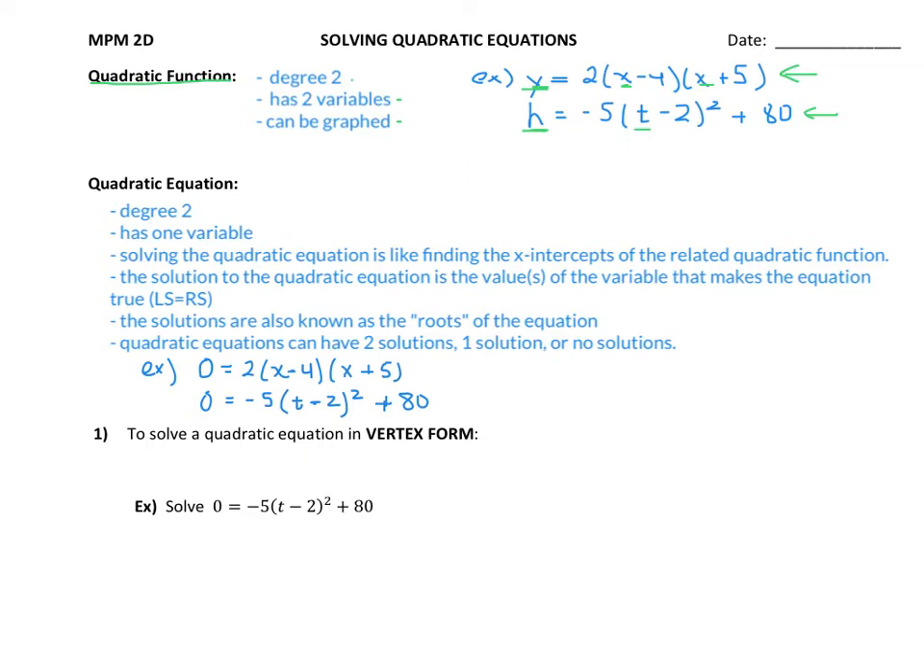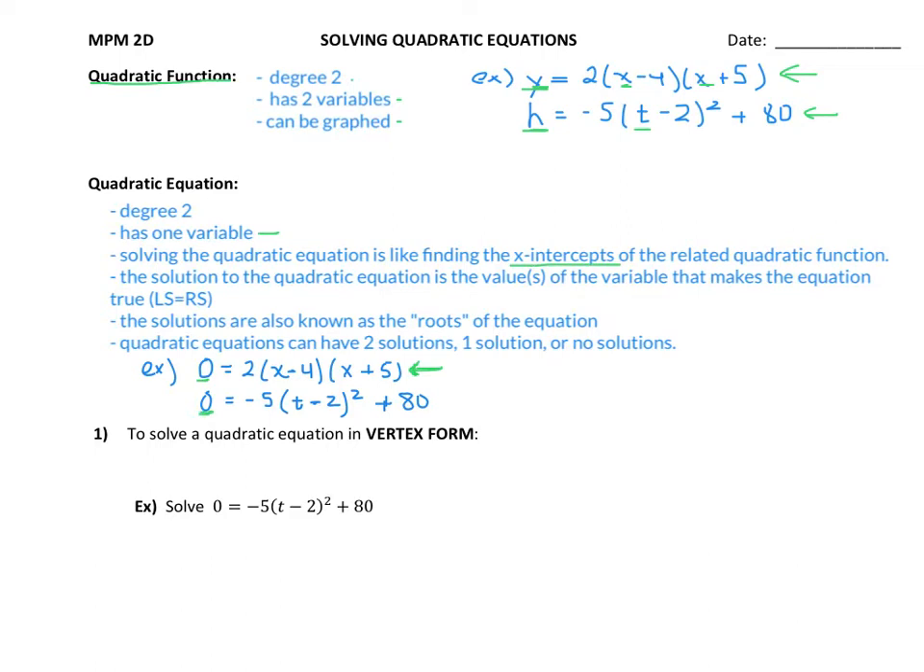A quadratic equation, on the other hand, still has degree 2 to be quadratic, but there's only one variable this time. So if you look at the examples down at the bottom, you'll notice that I replaced the y with a 0 and I replaced the h with a 0, but the rest of it stayed the same. So now I only have one variable in there. If I'm solving this equation, it's like finding the x-intercepts of the related quadratic function. So in that first example, all I've done is replace the y value with a 0, and then that would be finding the x-intercepts of the related function above.